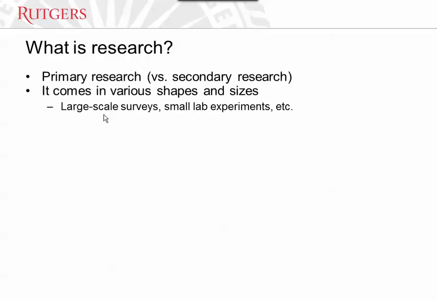Research comes in various shapes and sizes. There are all kinds of studies. There are very large scale surveys, some that are international in scope that involve dozens of countries. But at the same time, there are very small lab experiments that involve only a handful of participants, and there are qualitative studies and quantitative studies. There are field studies, observational studies, planned interventions, and so on. So there's a great variety of research, and that's very important to understand.